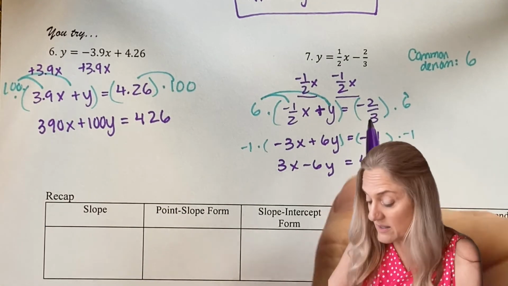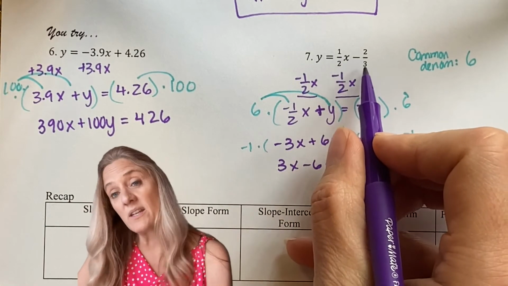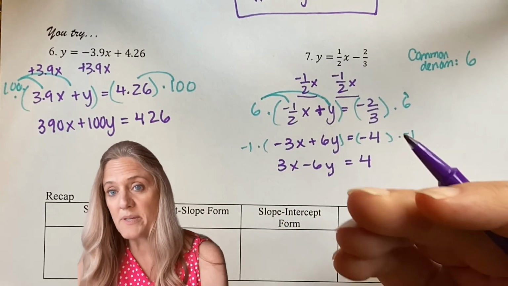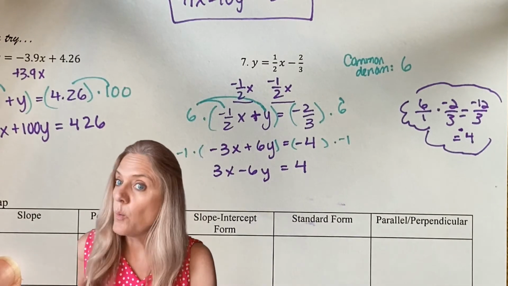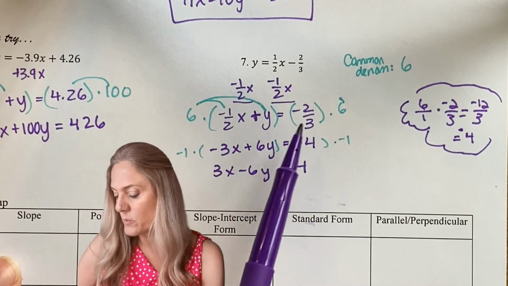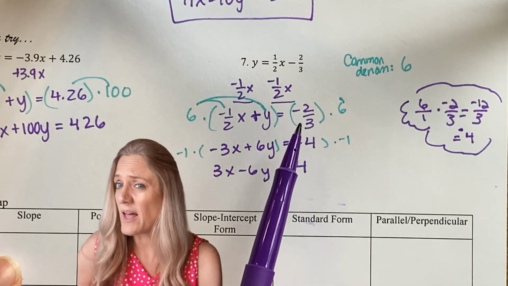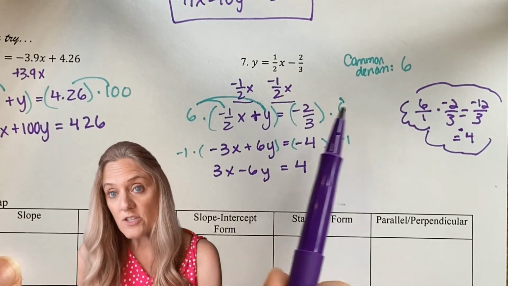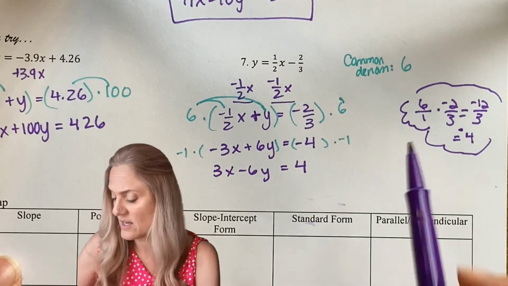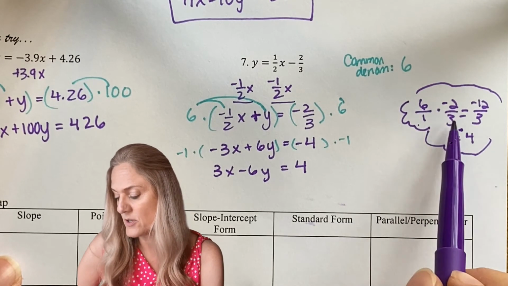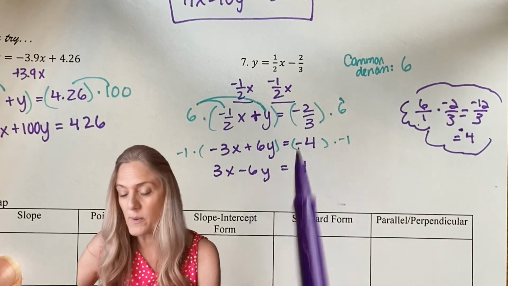On number 7, we had a denominator of 2 and a denominator of 3. So the lowest common denominator is 6. So I had to multiply everything by 6. If you got this correct, wonderful. But just keep in mind that when we're working with fractions, we do not want to pull out a calculator. We want to do them. If we need to, go ahead and do a side note. I do this all the time, and it helps us with our number sense. So 6/1 times negative 2/3, and so on. And that's how we got the negative 4.